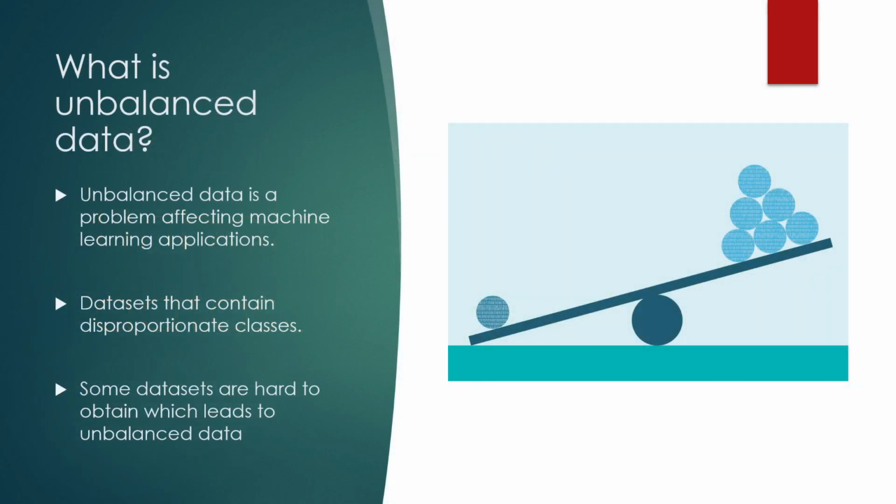What is unbalanced data? Unbalanced data is a problem affecting machine learning applications. Data sets that contain disproportionate classes are called unbalanced data. Some data sets are hard to obtain, which leads to unbalanced data. This can be due to it being expensive or hard to get, or that the data set is just inherently skewed.